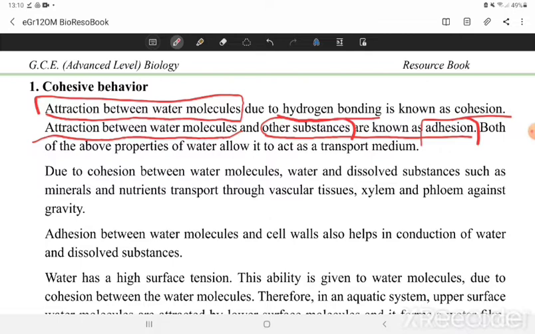Both of these properties of water allow water to act as a transport medium. We'll discuss why. Why do these properties of water allow water to act as a transport medium? We are going to discuss that.